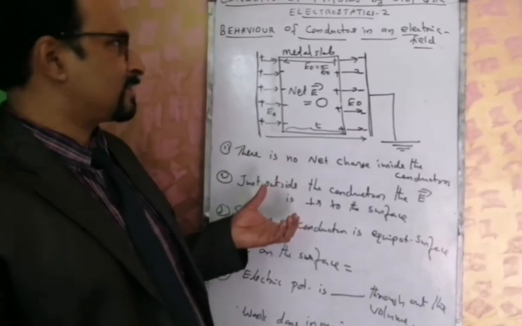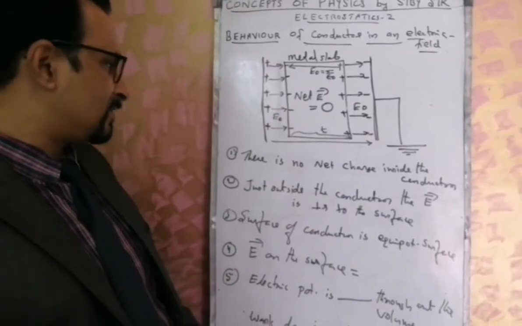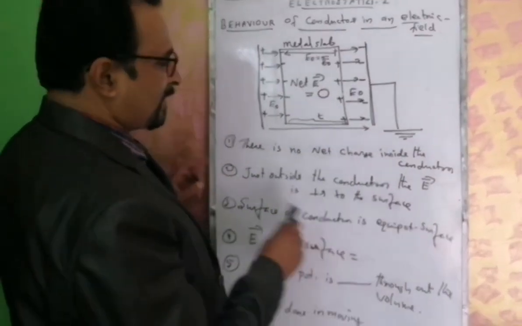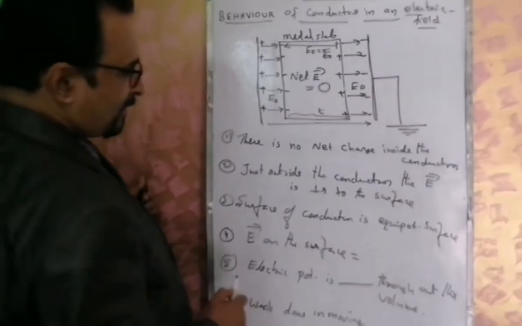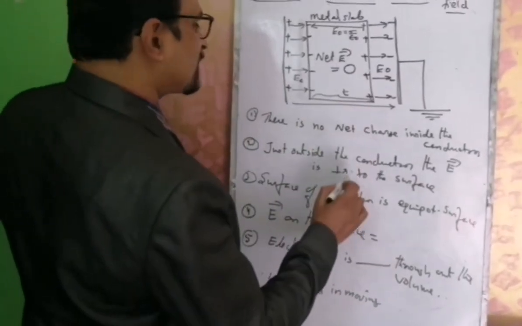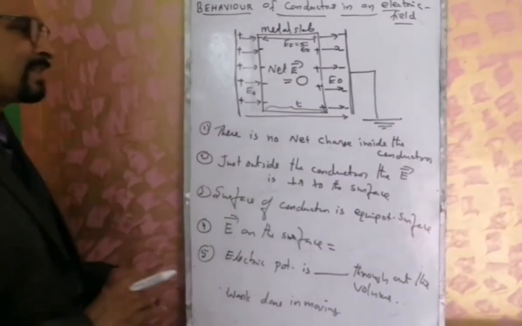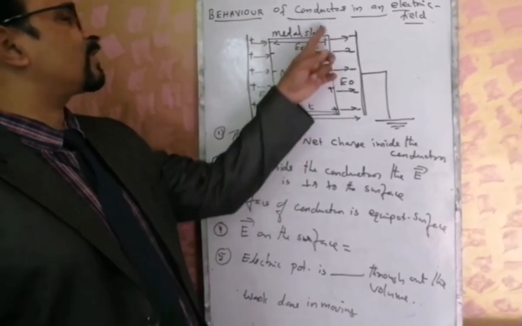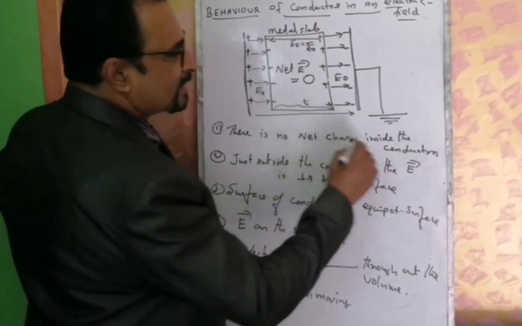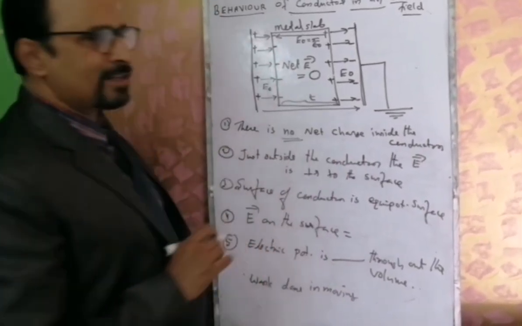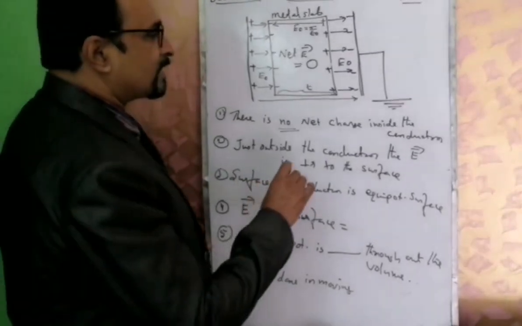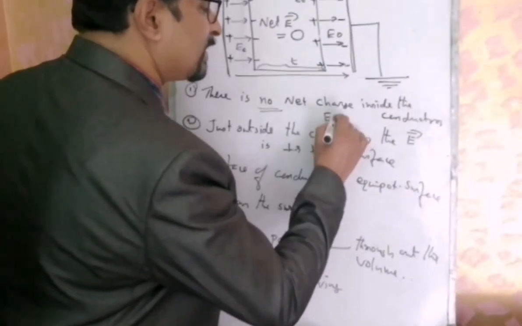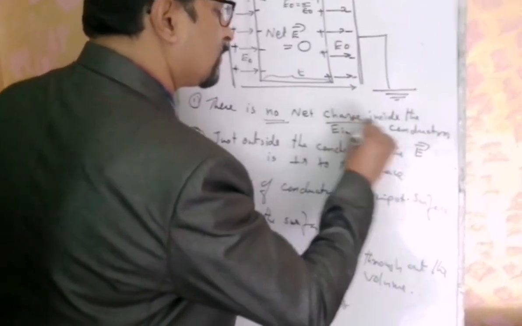So we can summarize the behavior of conductor in an electric field like this. First one, already we discussed, there is no electric field inside the conductor. Inside the conductor, net electric field is 0. If electric field is 0, how much charge is there? From the diagram it is very clear. The charge will be distributed over the surface of the conductor only. So how much charge is there inside the conductor? No charge. 0 charge is there inside. If the charge is 0, you can see that your electric field is also 0. There is no net charge inside the conductor and electric field inside is also 0. That is the first one.